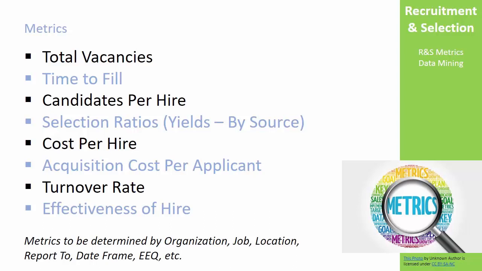So how many people came in? How many resumes? How many made it through the next step, the initial screening? What's that percentage? That's called a selection ratio or a yield ratio. And the higher the percentage, it means that you're just attracting really good quality applicants to choose from.